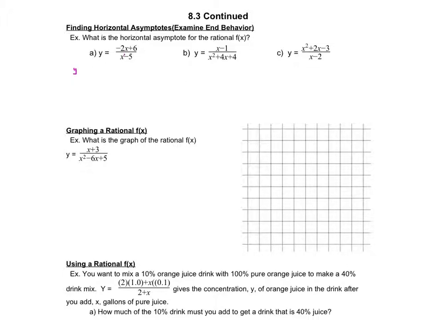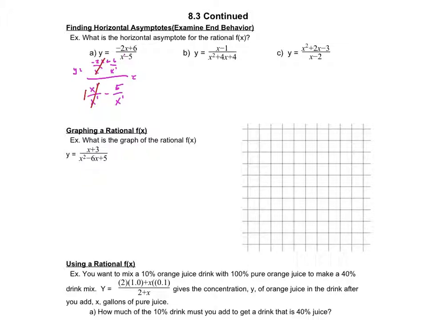So what that means in number 1, I would take negative 2x plus 6 and divide both of those terms by x to the first, and then do the same thing with the denominator. And I have x to the first divided by x to the first minus 5 divided by x to the first. And here is the challenging part. Okay, so when we do this, I know some things are going to cancel out. So x over x is going to become 1, and then this x over x is going to become 1.